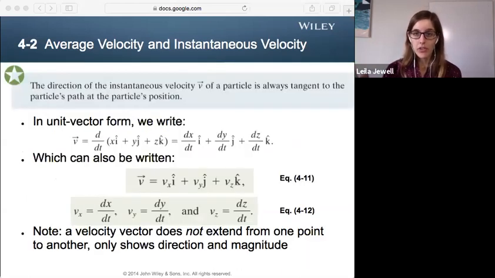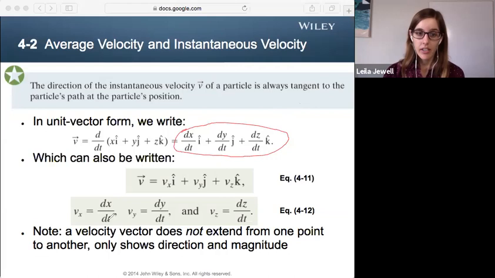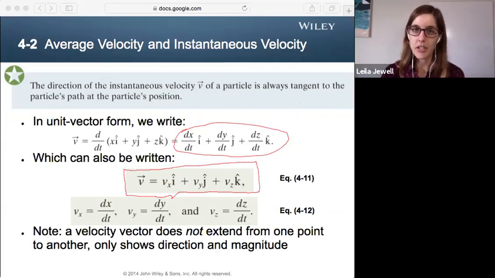Right, so again, writing this bullet point out, the direction of this instantaneous velocity is always tangent to the particle's path at the particle's position. It's a really nice synopsis. So in unit vector form, rather than writing that derivative out, we can write it as d/dt of each of those scalar components, x, y, and z. And so we get that the velocity vector is dx/dt i hat plus dy/dt j hat plus dz/dt k hat, which means we could also write our velocity vector as a combination of an x component of velocity, a y component of velocity, and a z component of velocity.